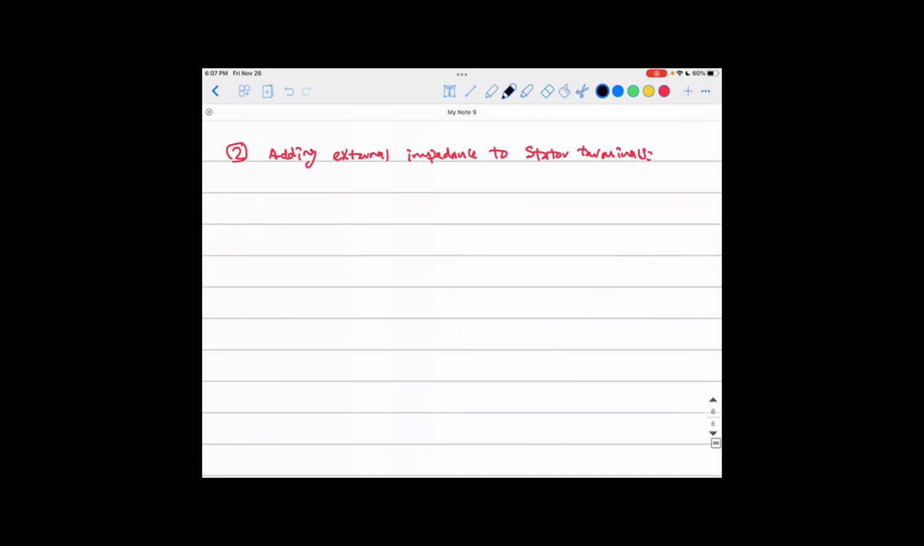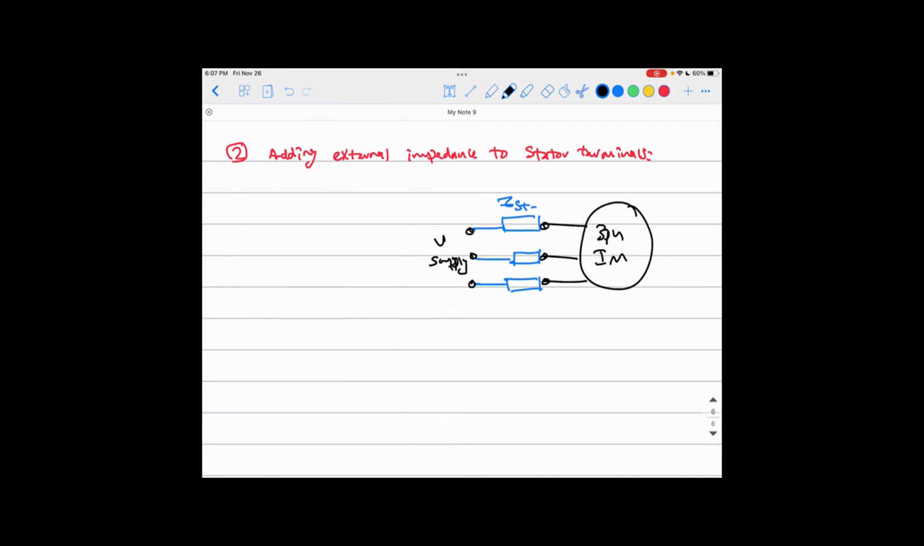From its name, you have your three-phase induction motor like this, and these are the three terminals of the motor. But before connecting directly to the supply, you can add an external impedance for each of the three phases. We call it Z starting, the impedance used for starting. Now we connect this to the supply.